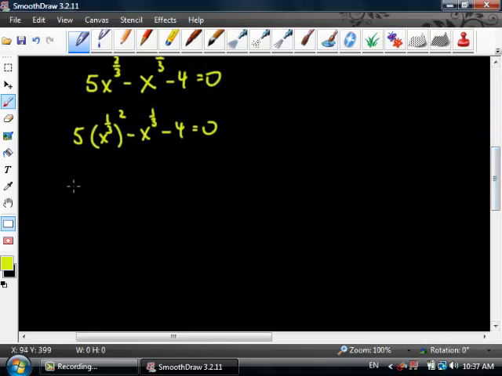And so now, what I have is this thing going on. So I'm going to have a 5x to the 1/3 and an x to the 1/3. Raise your hands if I've confused you. Have I lost anybody? Cameron, you good, buddy? Cool.